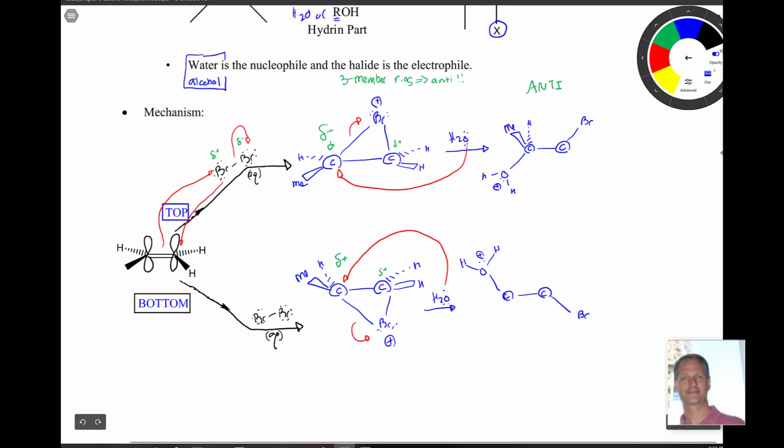So put in your H's and your methyls, your ethyls, and there you go. Okay, last step, deprotonation. So we're going to come through here. We're going to add water. And we're going to do a deprotonation, and that's it.